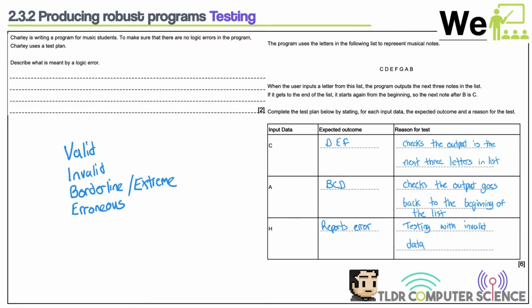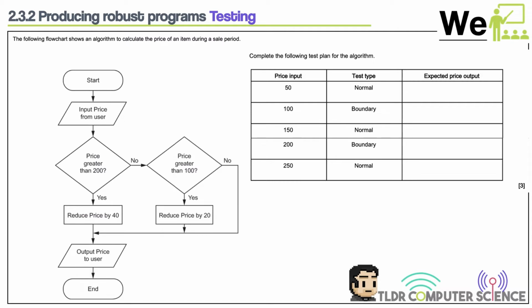Great stuff. Okay, a bit of continuation with testing now. You can see they're talking about normal, what I referred to as valid, and boundary data, which can also be thought of as extreme data. We've got missing invalid and missing erroneous, so we've got these 2 that we can actually review. It's asking us to do a test plan, and we have to say, using this flowchart, what the expected price output is going to be.